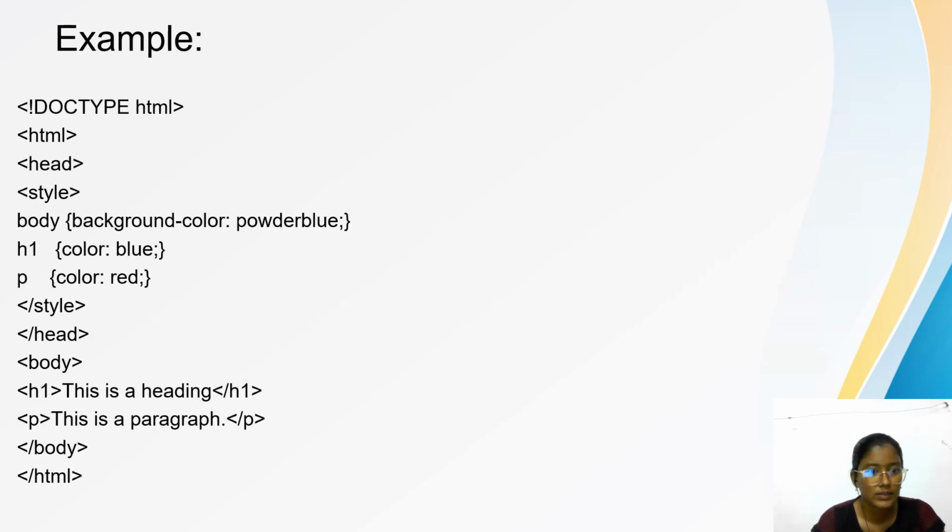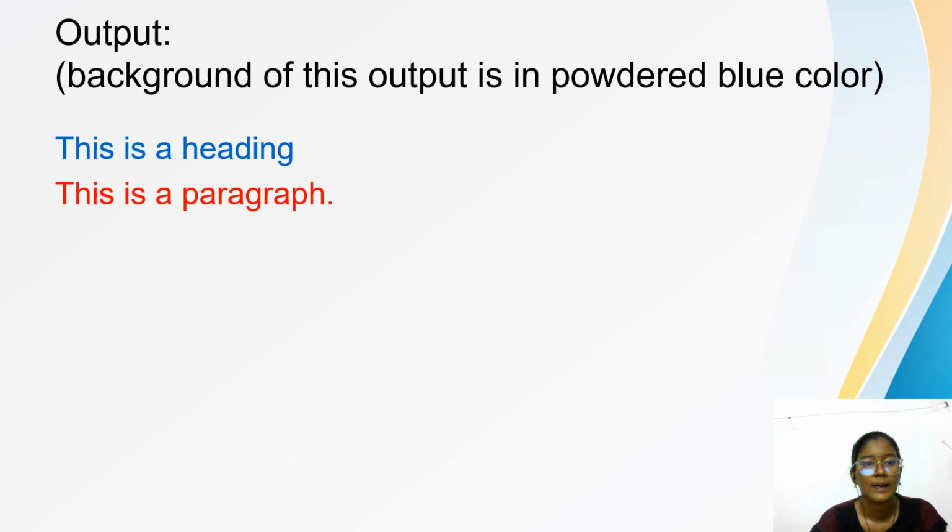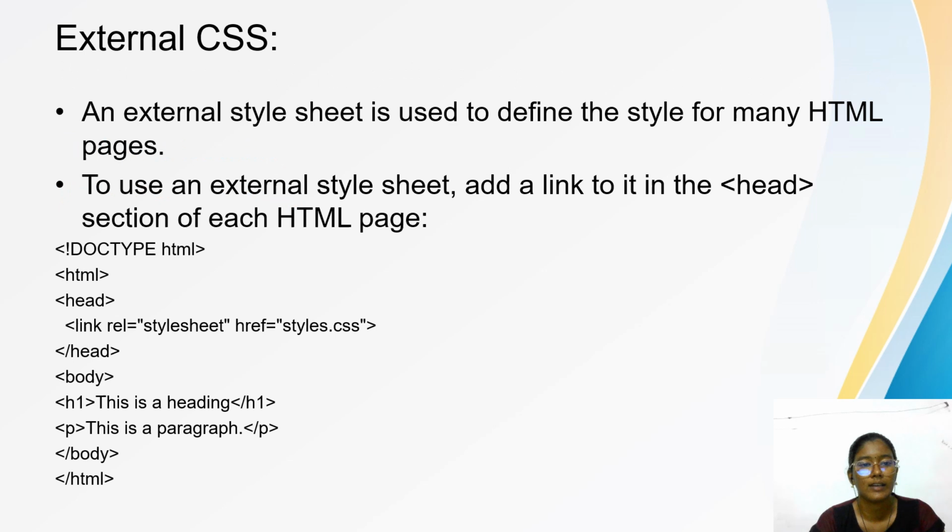Here is the example where in the style tag we are giving the background color as powder blue, and for the heading 1 we have given blue and for the paragraph we have given red. Here is the output. The background of this output is powder blue, and the heading and the paragraph are in blue and red colors.